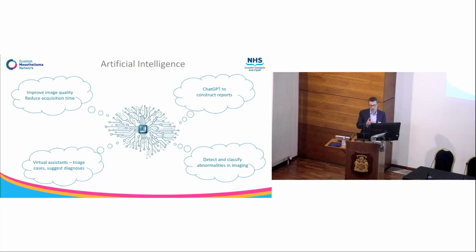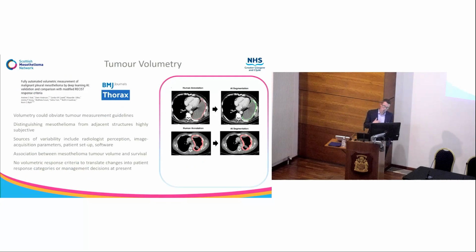I mentioned ChatGPT earlier on, but you can use it to do things like construct reports, run sort of structured reports, highlight information that you might want to pull out for QPIs. You can use it to detect and classify abnormalities in imaging that we looked at in the previous. And some people say you can actually use it as a virtual assistant as well. You can sort of triage cases, suggest diagnoses, vet things. So it's going to revolutionise how we work. And all the strategies that we use from now on probably tie into this in various ways.